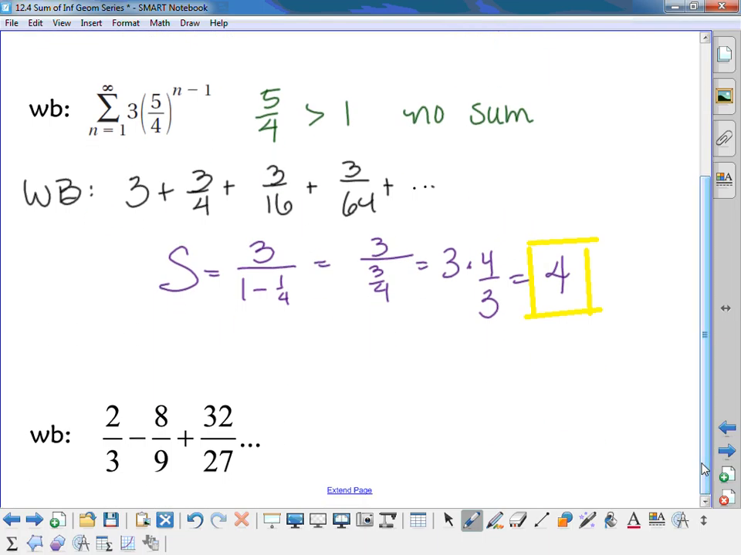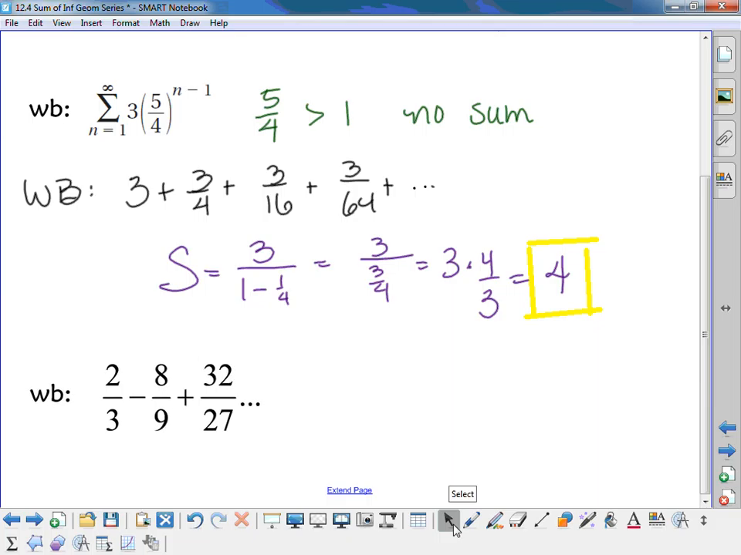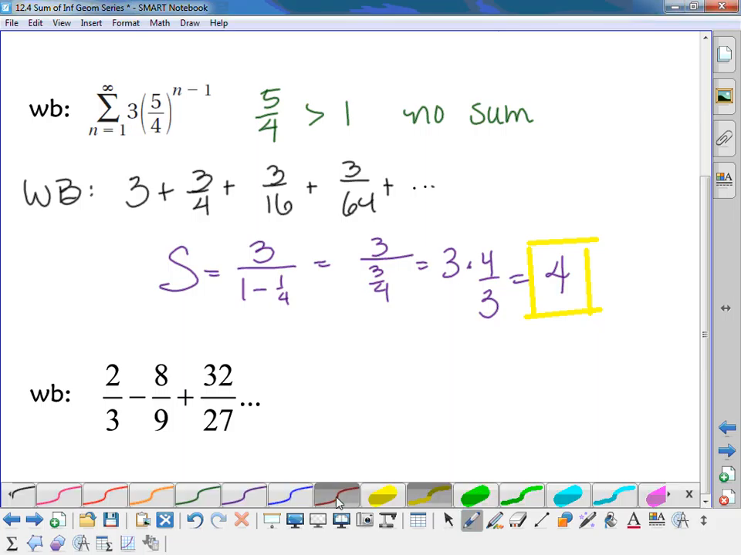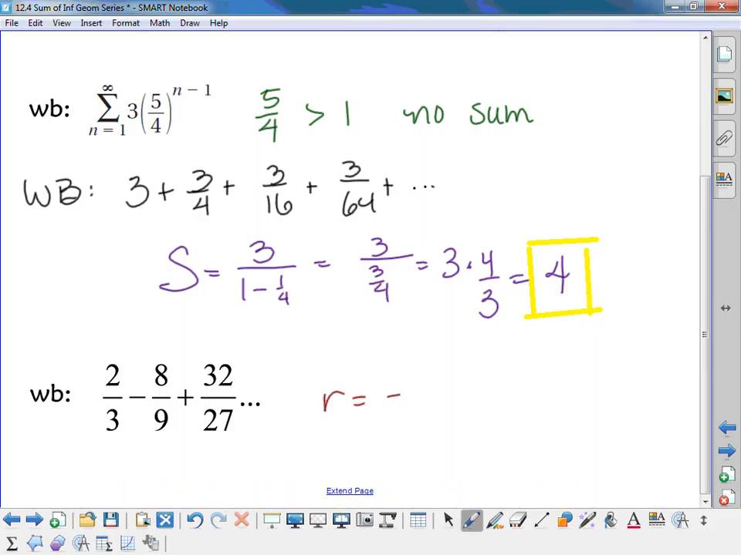All right, one more. What do you guys think about that one? What's my ratio? What am I multiplying by? Negative what? 4/3. So what do you guys think about that? No sum, yeah, because its absolute value is greater than 1.